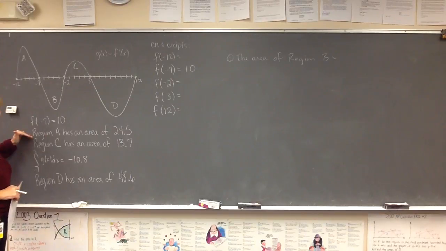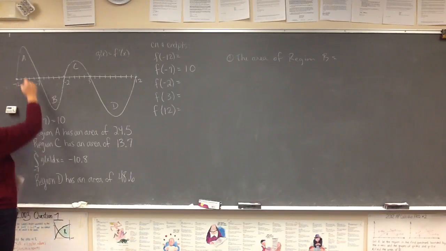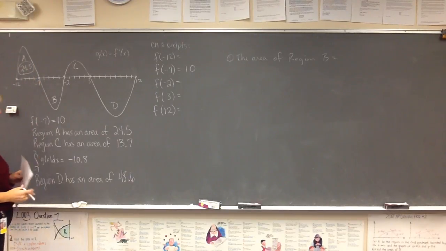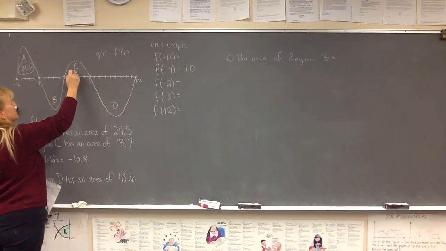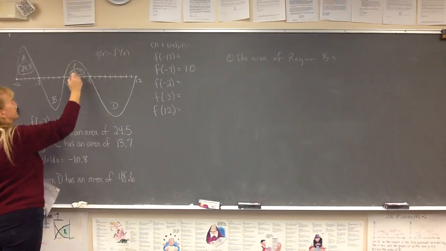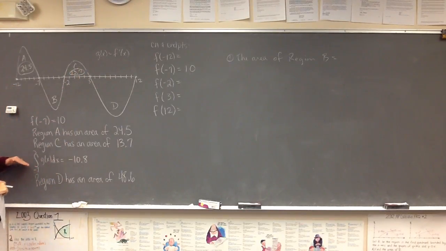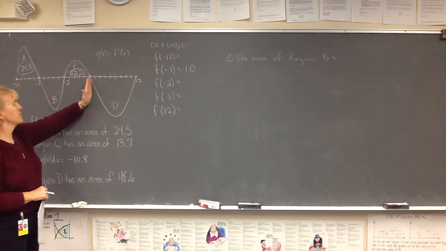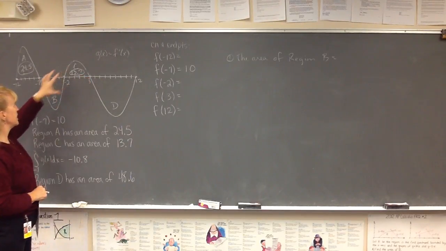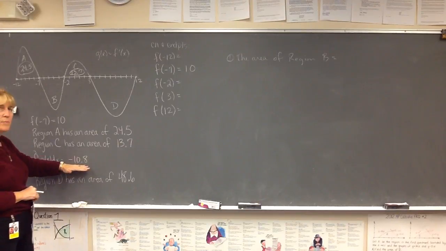Region A has an area of 24.5. I'm going to come up here and write 24.5. Region C has an area of 13.7. I'm going to come over here and write 13.7. The integral between negative 7 and positive 3 of this function g of x is a negative 10.8. That's negative 7, positive 3, and the net area here ends up being a negative 10.8.